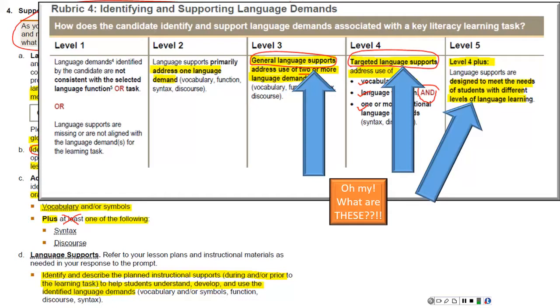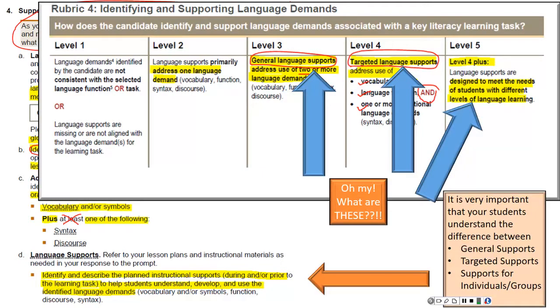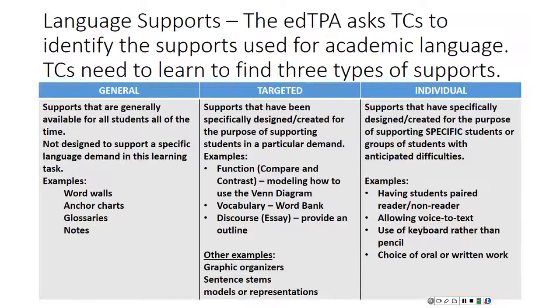Now, don't worry, all this stuff will be available to you next semester. But it just kind of gives you an idea about how you organize and write for the edTPA that's coming up. This is all for 4D. It's very important, instructors, that your students know the difference between general support, targeted support, and supports for individuals and groups. So let's talk about what the difference is.